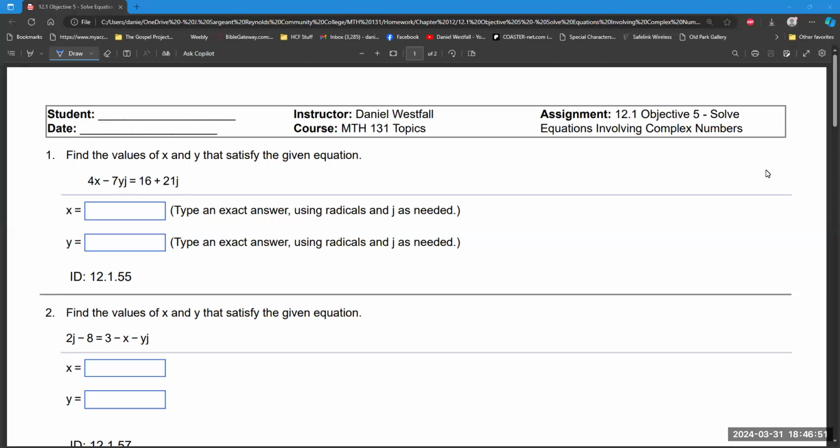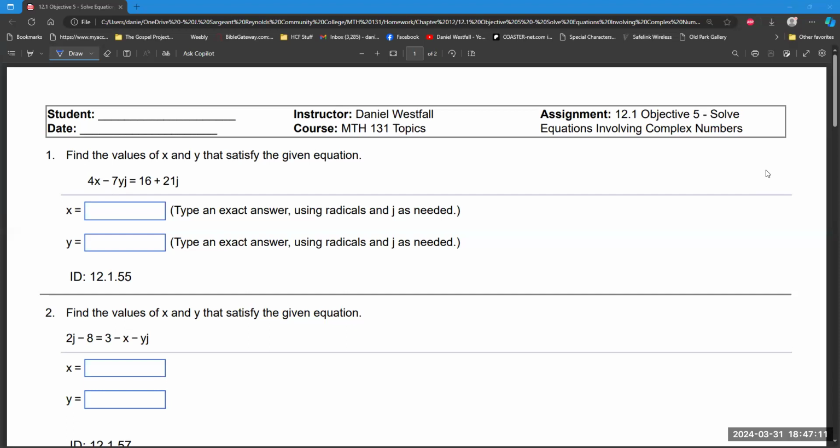In this video, we're going to talk about 12.1 Objective 5, where we solve equations involving complex numbers. So let's go ahead and get started here, where we have 4x minus 7yj is equal to 16 plus 21j.